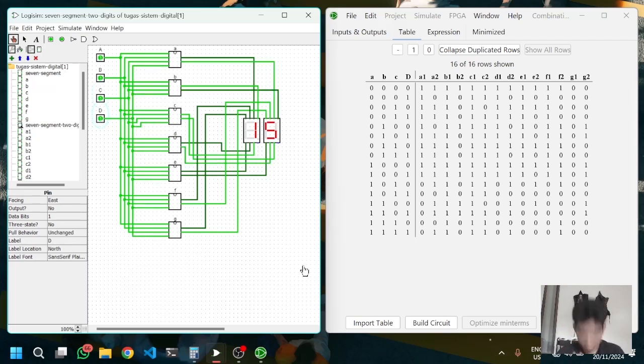And that is correct. So this circuit happens to have this truth table, and the truth table is correct. So yeah, we have completed the 7 segment display.